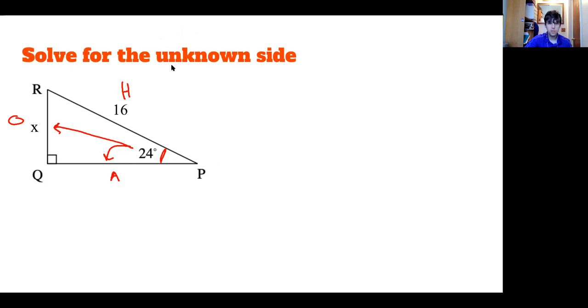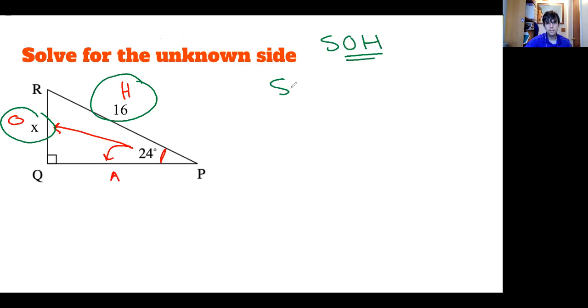So we pick our trig function based on the two sides, the one that we know and the one that we want to know. So opposite and hypotenuse, that goes with sine, the SOH part of SOHCAHTOA. So we set up a sine equation. Sine of our angle equals opposite over hypotenuse. We substitute in the values that we know. So our angle is a 24-degree angle, and opposite is x, so that's the unknown on top, and the hypotenuse is 16.